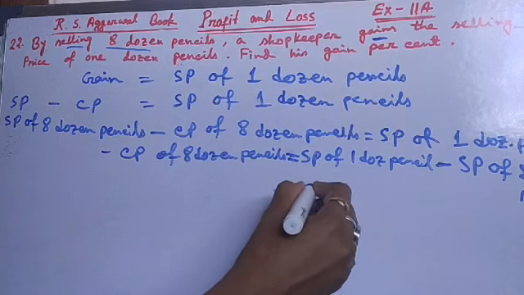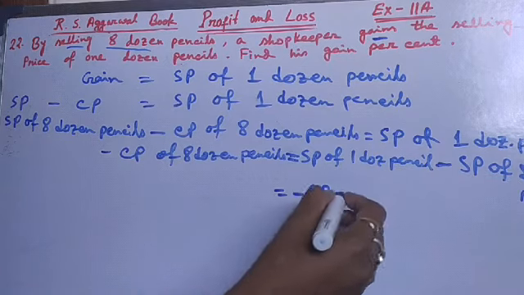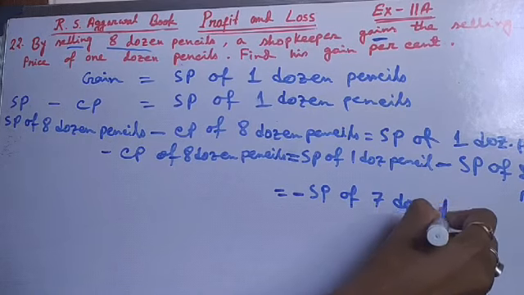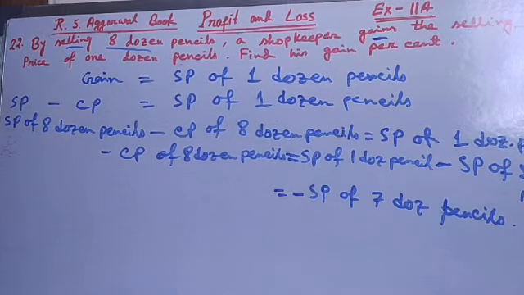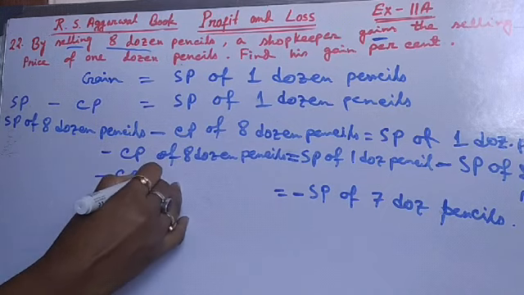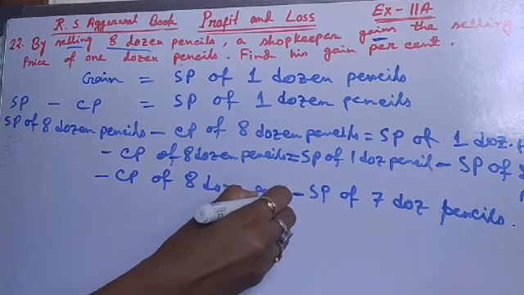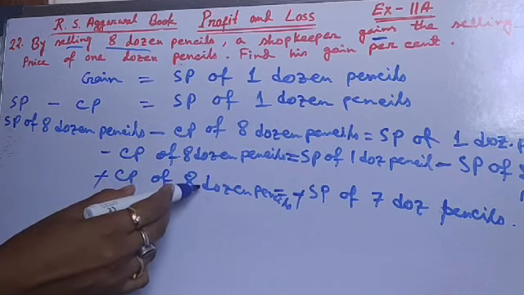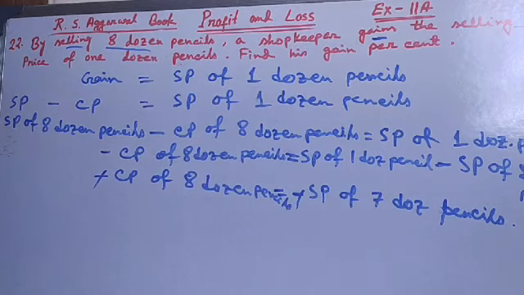So after subtracting, this is 1 dozen pencil, this is 8 dozen pencil, so it is minus SP of 7 dozen pencil. Here also there is a negative sign, so this negative sign can be cut. So CP of 8 dozen pencils equals SP of 7 dozen pencils.